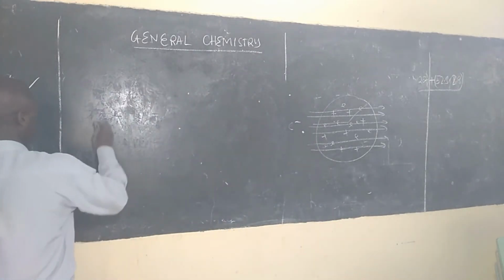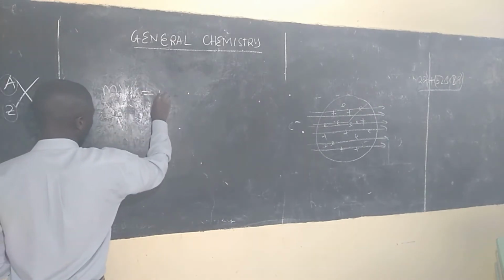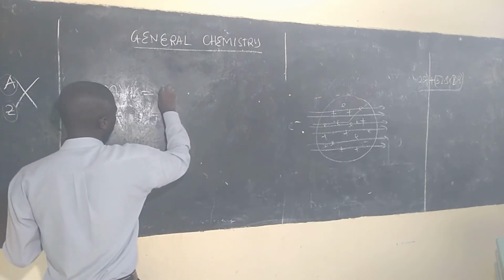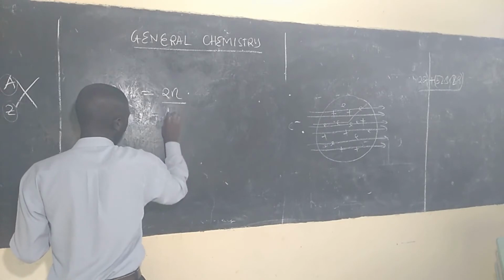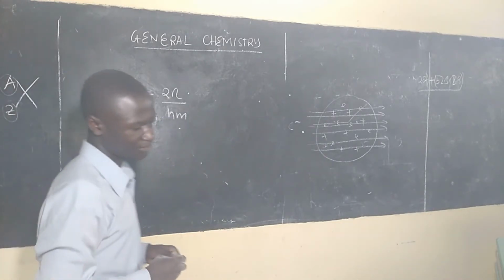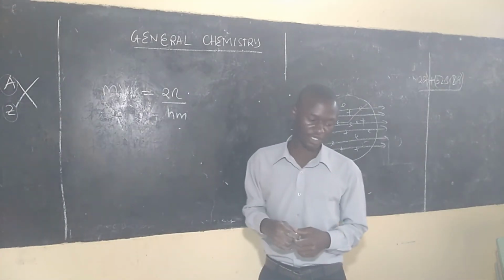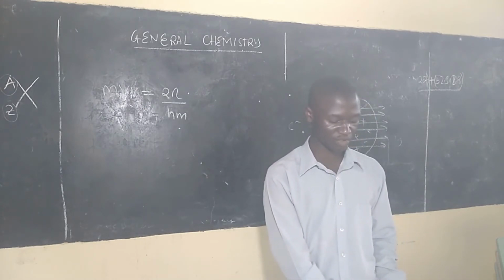That means MVR is equal to 2n divided by... This is what we are saying, that the electron revolving in the orbit of an atom, its energy is quantized.